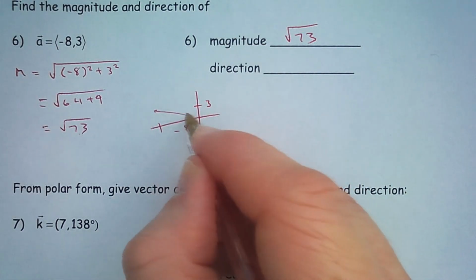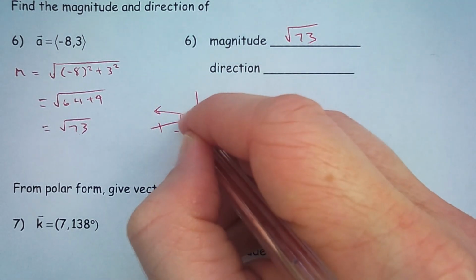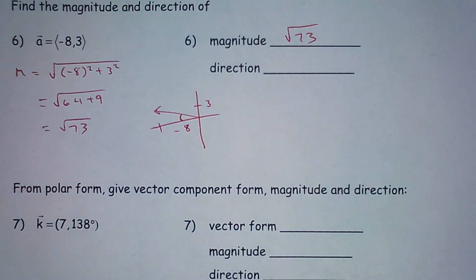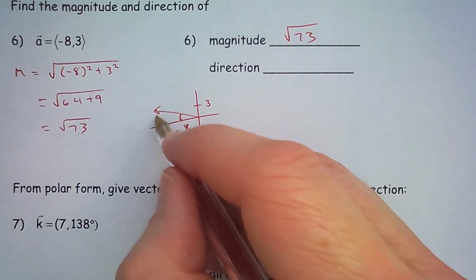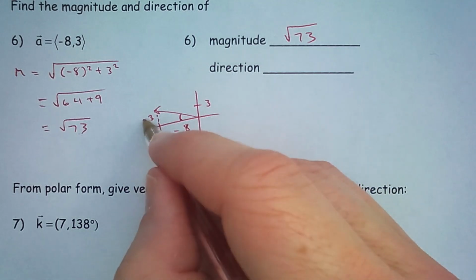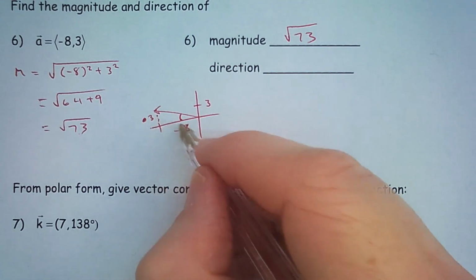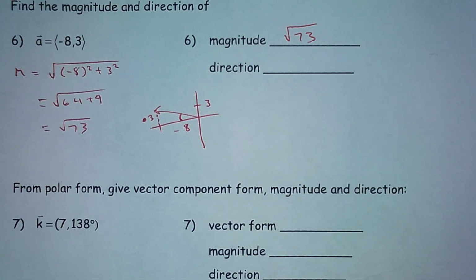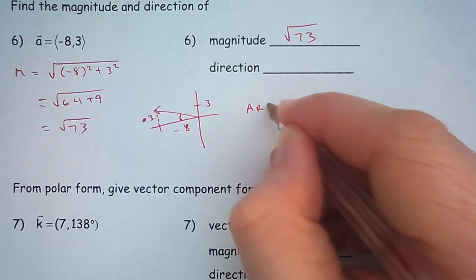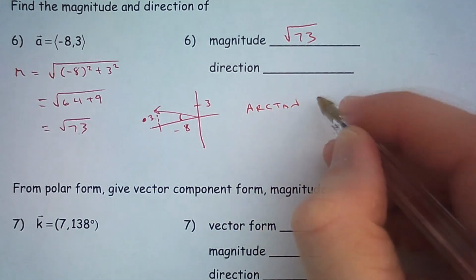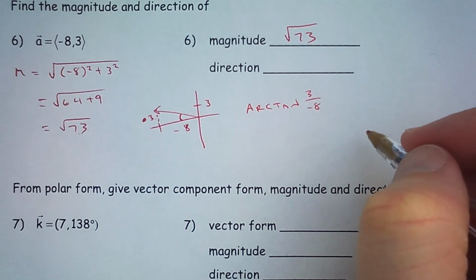For the direction, -8, 3 is right about there. Okay, so for the direction, first we are going to find this reference angle. Okay, to get that reference angle, it's going to be opposite over adjacent. 3 and 8 are opposite and adjacent. Okay, which is the y over x, so we are doing arctangent. Y over x, so that's 3 over -8.